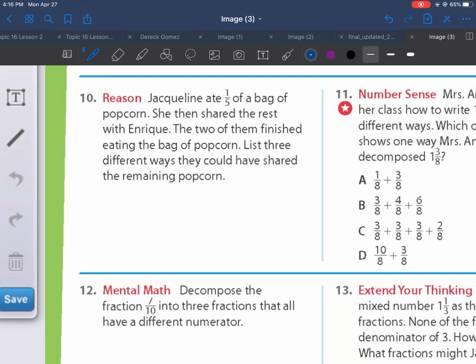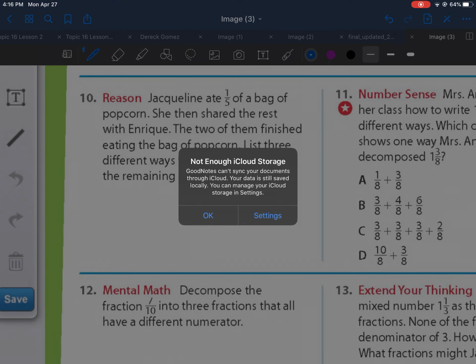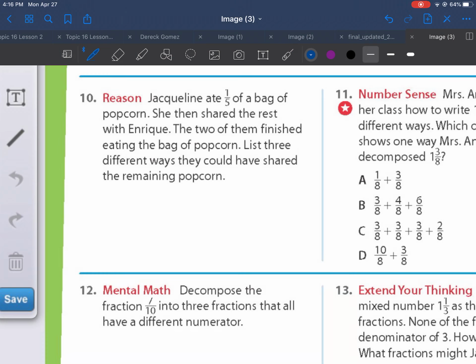Number 10 says Jacqueline ate 1/5 of a bag of popcorn. She then shared the rest with Enrique. The two of them finished eating the bag of popcorn. List 3 different ways she could have shared the remaining popcorn. Okay, so the bag, she ate 1/5. So the bag total is 5. So 1 whole would be 5/5.